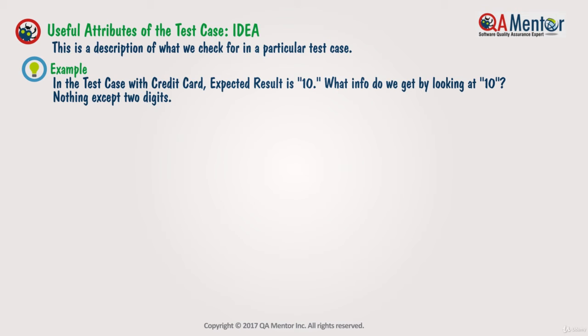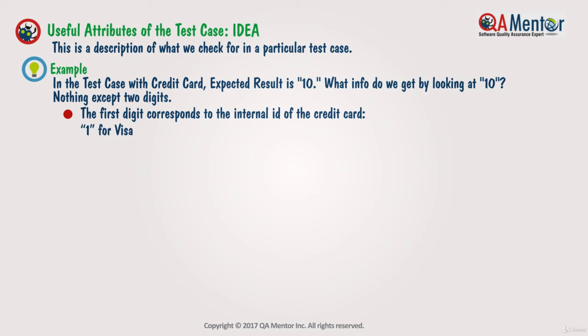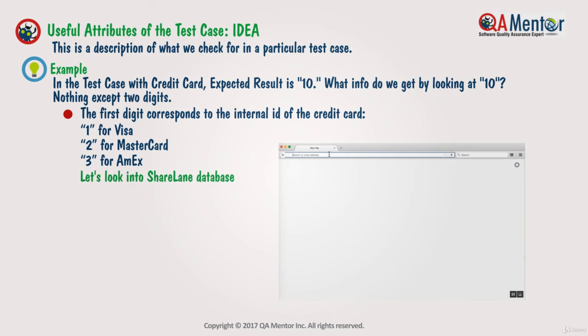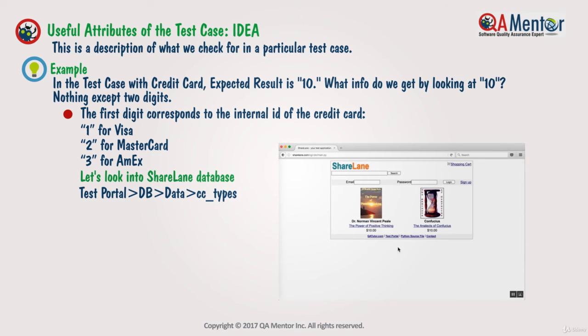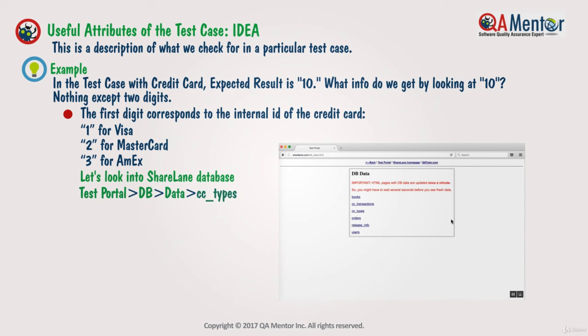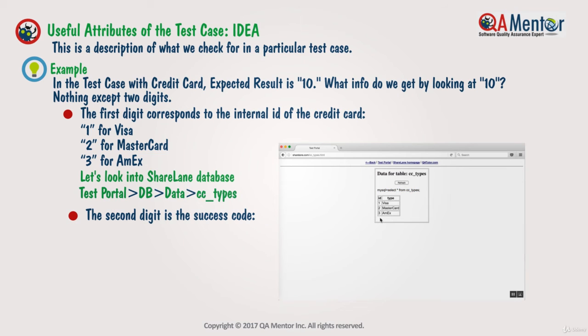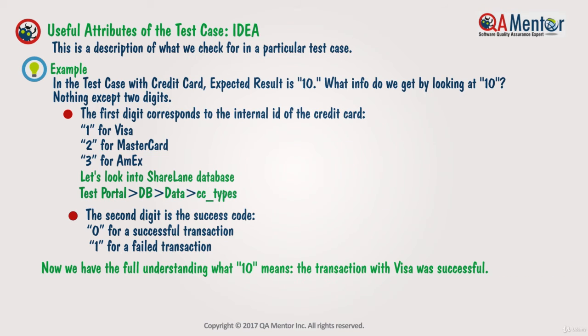However, the developers of www.sharelane.com have developed the following process to create a code for the result of a transaction. The first digit corresponds to the internal ID of the credit card, 1 for Visa, 2 for MasterCard, and 3 for Amex. Let's look into the ShareLane database. Go to Test Portal, DB, Data, CC, Types. The second digit is the success code, 0 for a successful transaction and 1 for a failed transaction. Now, we have the full understanding that 10 means the transaction with Visa was successful.